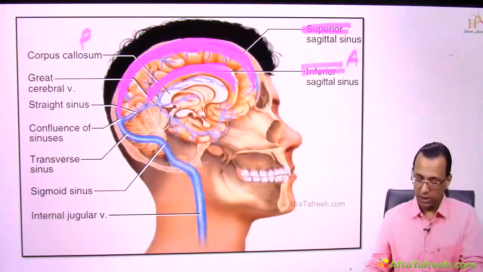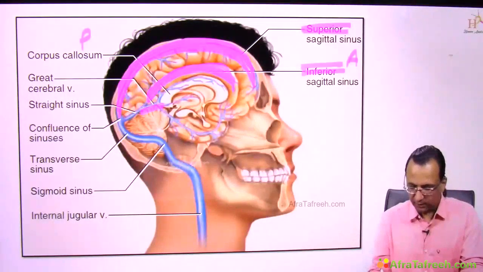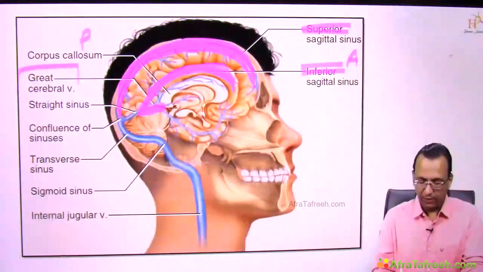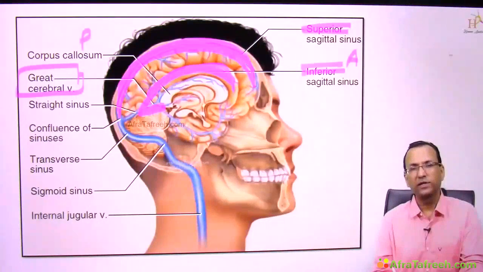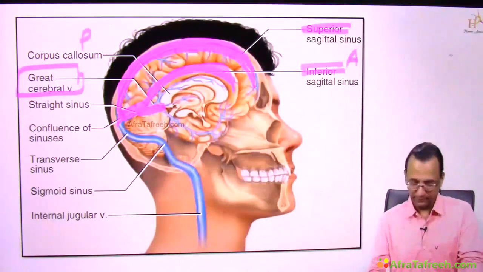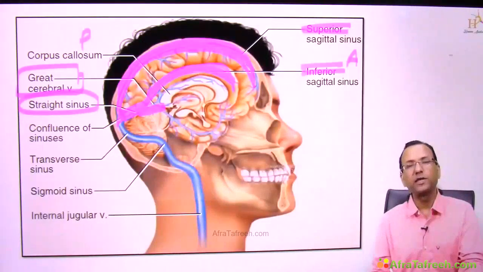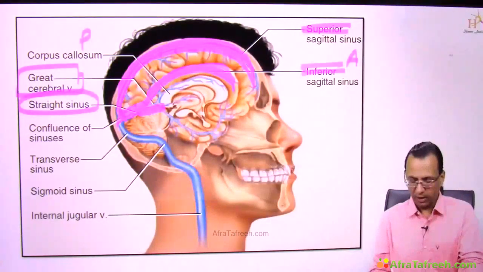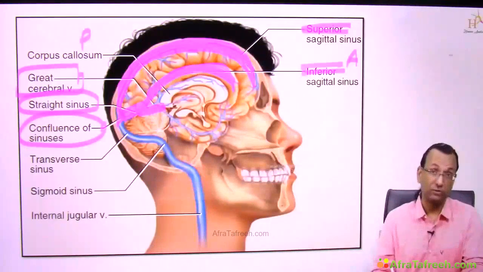That we'll find out. But there is also the great cerebral vein of Galen, which will join the inferior sagittal sinus. When the great cerebral vein of Galen joins the inferior sagittal sinus, what do they form? They form the straight sinus. And the straight sinus is joined by the superior sagittal sinus, so that together they form the confluence of sinuses. This is what we have to discuss.